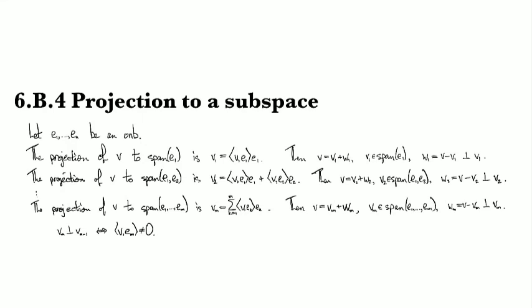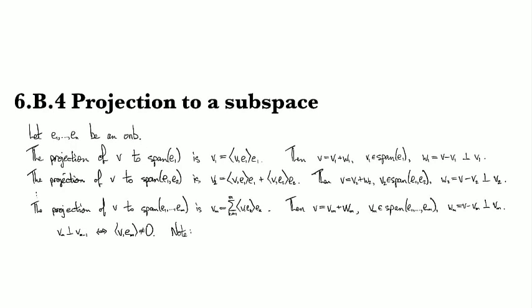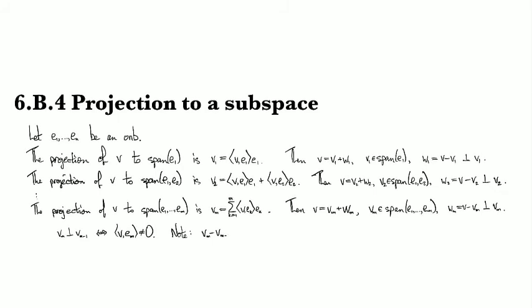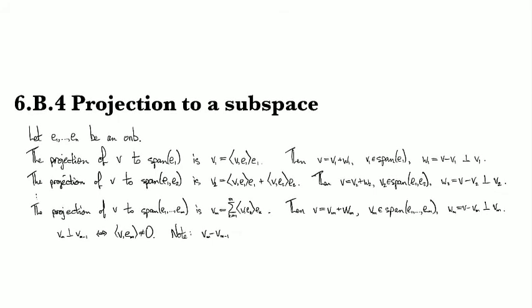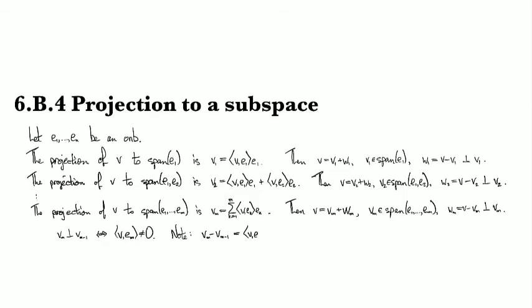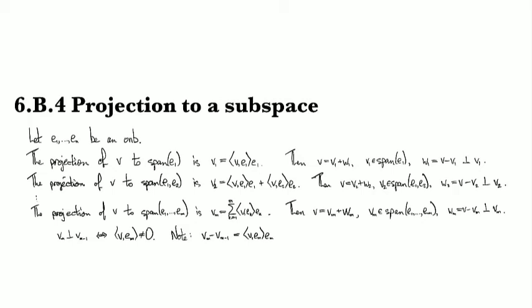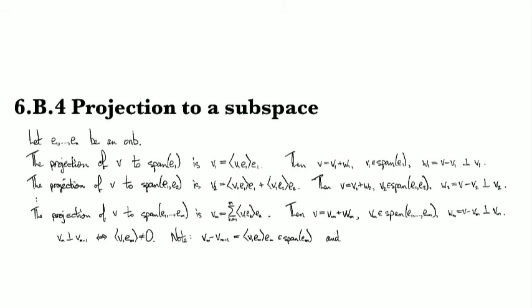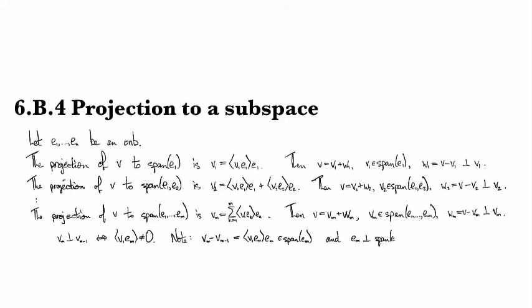And so the way to see this is that if we look at vm minus vm minus 1, that's just the thing that we added on in the last step, which is a summand that looks like v against em in the inner product times em. And this is going to be in the span of em, because it's a scalar multiple of em. And we know that em, and therefore its whole span, is orthogonal to the span of everything that came before, because we're assuming this is an orthonormal basis.